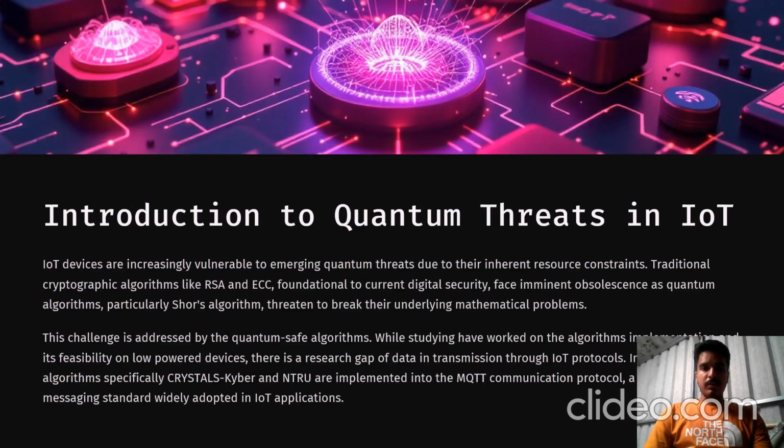So nowadays IoT devices are increasingly vulnerable to quantum threats because first of all they are resource constrained and often the classical cryptographic algorithms like RSA or ECC are used, which can be easily broken by quantum threats like Shor's algorithm.